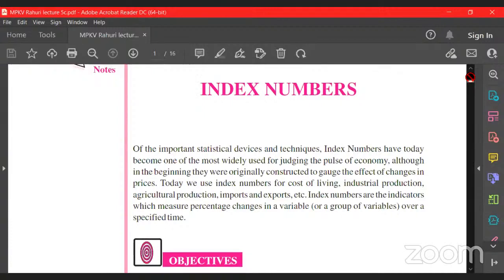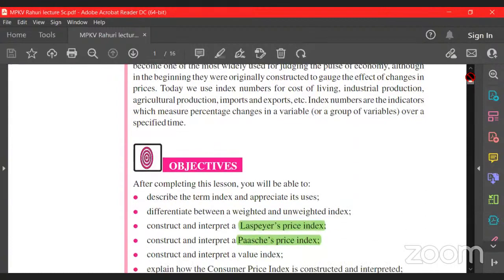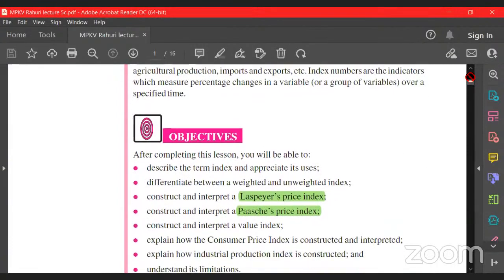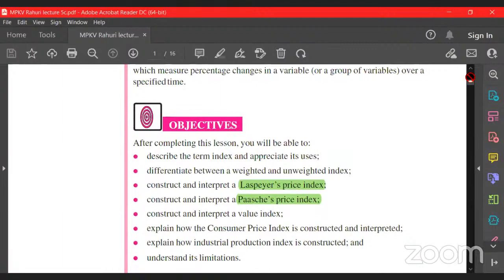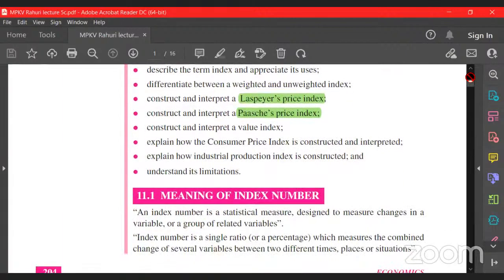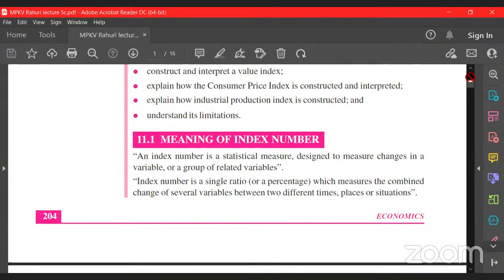This is a very small concept. So for index number, as I see here, there is Laspeyres' price index and Paasche's price index. Don't worry, I'll be explaining it down. I think you can see the scrolling pages.